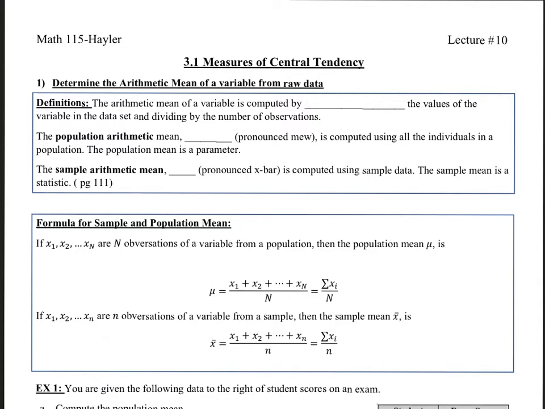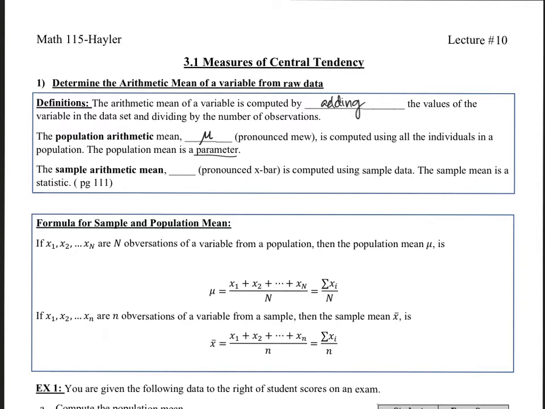Alright, so a definition. The arithmetic mean of a variable is computed by adding all the values of the variable in the dataset and dividing by the number of observations. The population arithmetic mean, for which we use this character pronounced mu, is computed using all the individuals in a population. The population mean is a parameter.